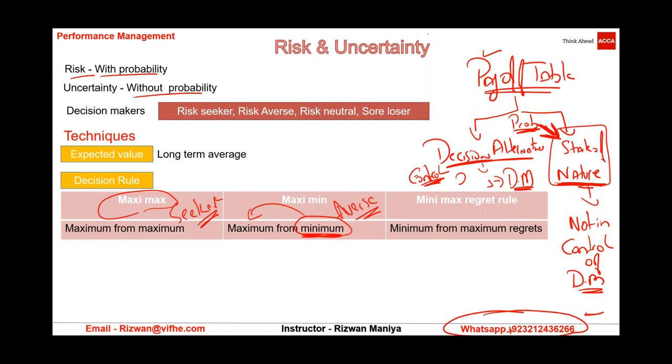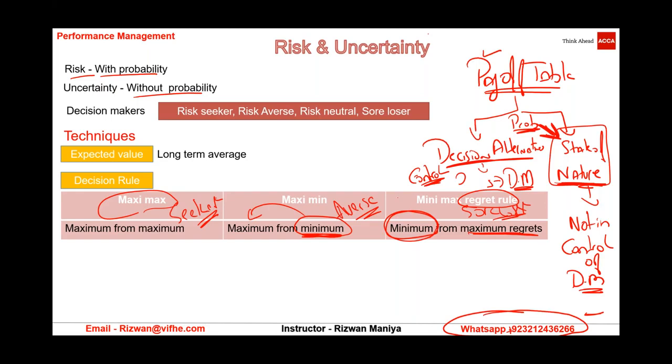Okay, then comes the risk minimax regret rule used by sole loser. Now for the minimax regret rule, you need to prepare a regret table. From that regret table, you will find out the maximum regrets, and from those you will select the minimum one.